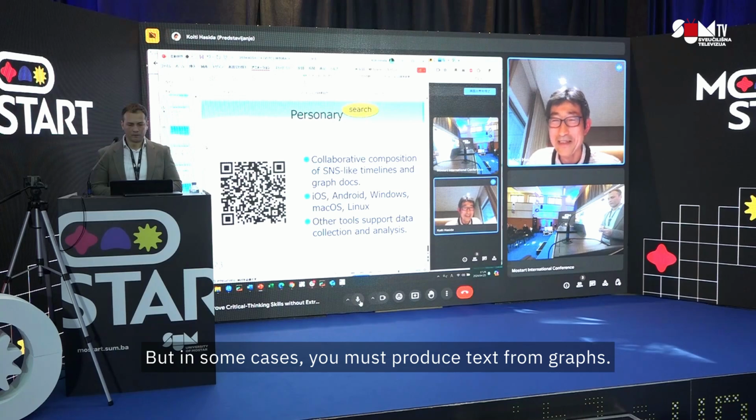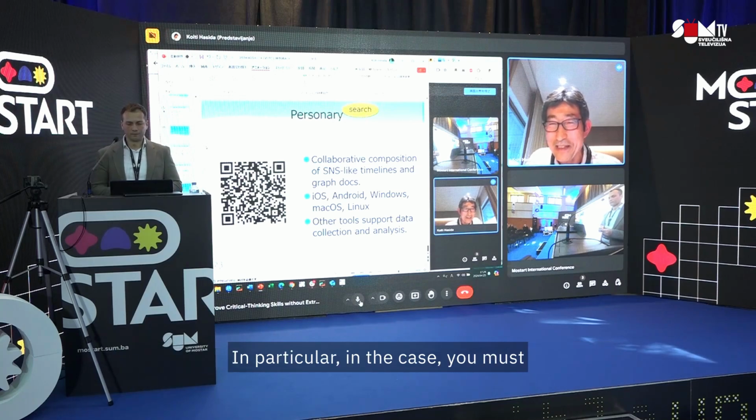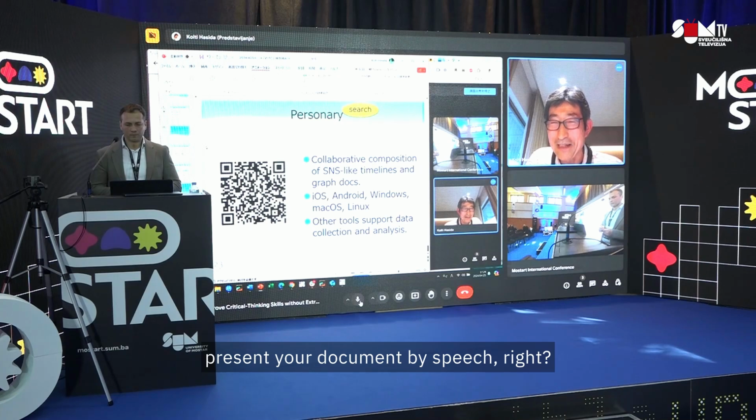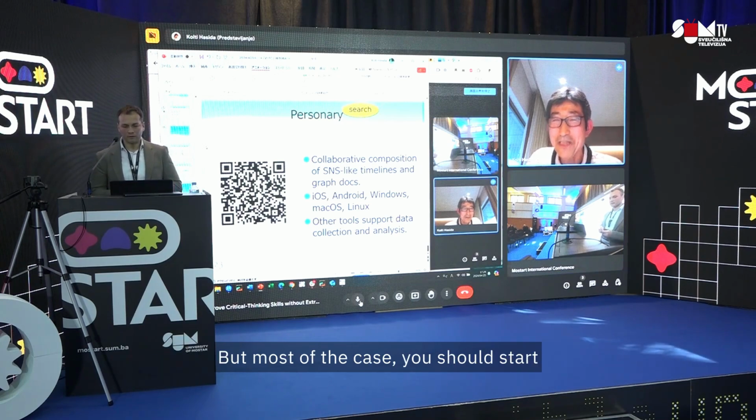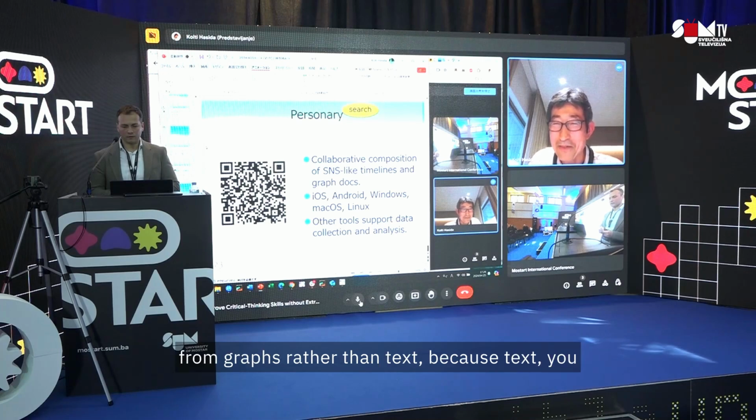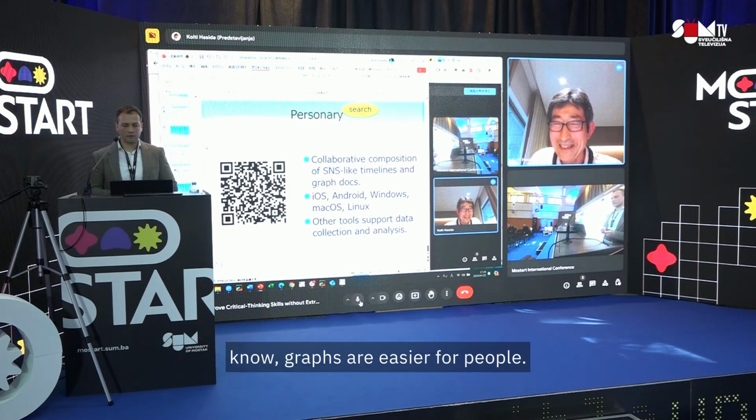But in some cases, you must produce text from graphs. In particular, in the case you must present your document by speech, right? So that sort of technology is necessary anyway. But in most cases, you should start from graphs rather than text, because graphs are easier for people.